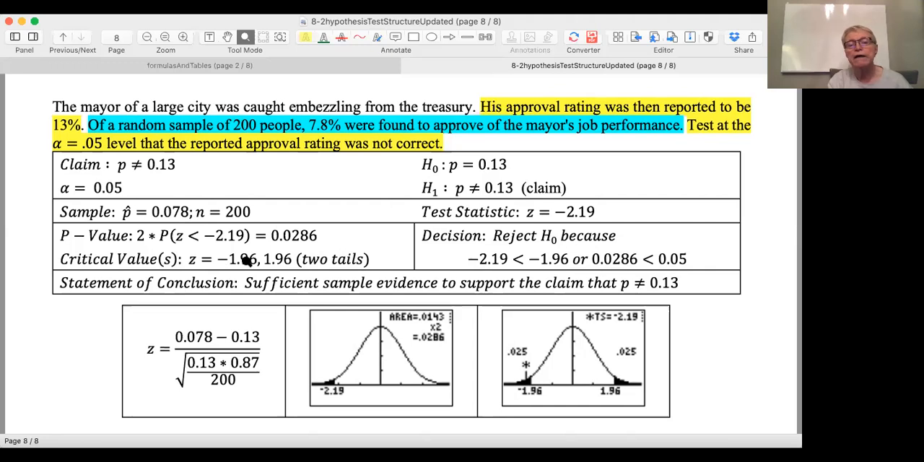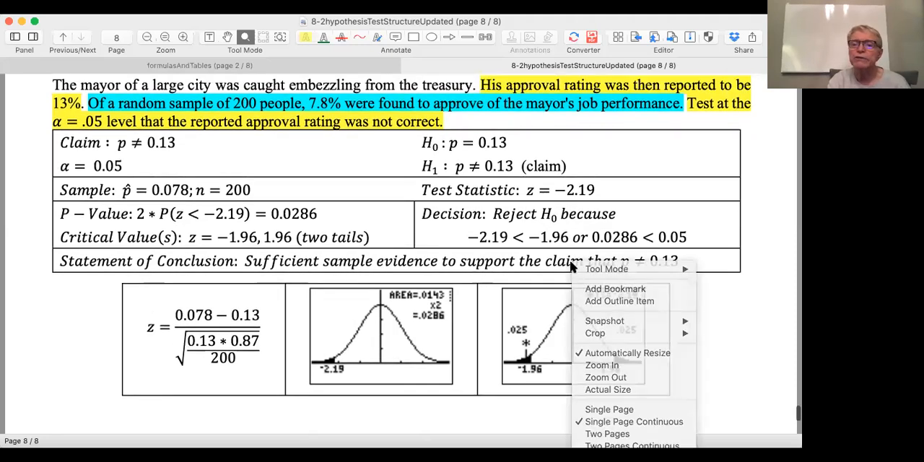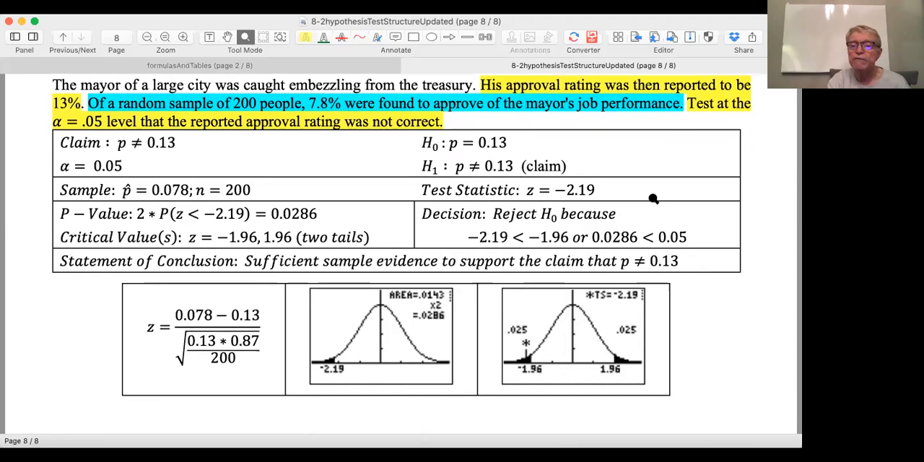If we use the critical value approach, we see that the two critical values are negative 1.96 and positive 1.96. We plot both of those, and then we plot the test statistic as well. And we see that it is in a rejection region, and as a matter of fact, it is on the left. It's farther from the mean than the left critical value. So we're going to reject H0 because the test statistic, negative 2.19, is less than the critical value, negative 1.96, on the left. And that is how we would make our decision based on either the p-value or the critical value.